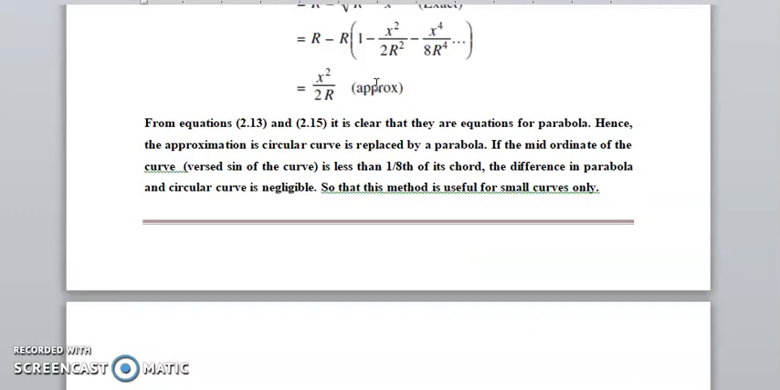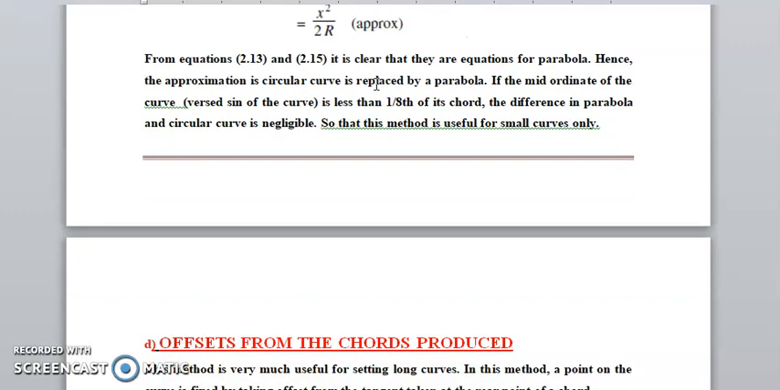From equations 2.1 and 2.15, we clearly see that the equation is parabolic. The approximation replaces the circular curve, giving the mid coordinate of the curve. This method is useful for small curves only.